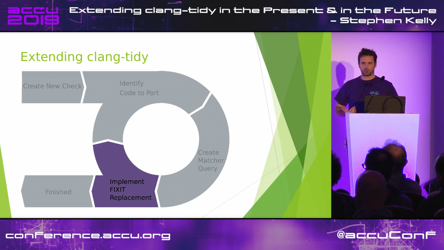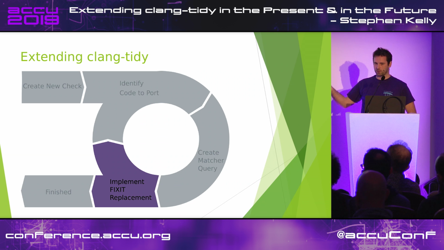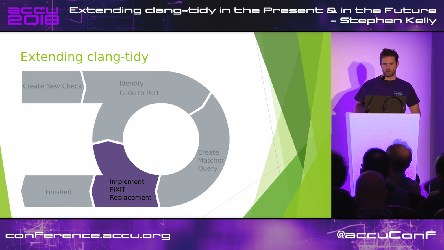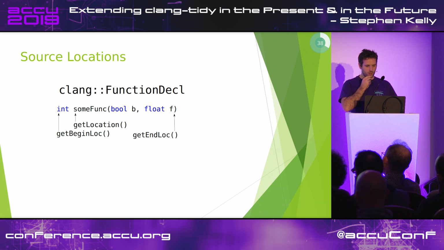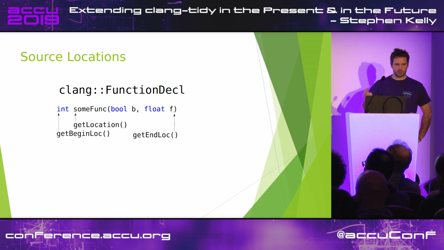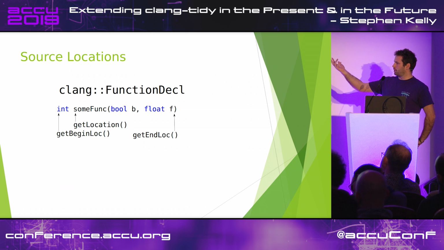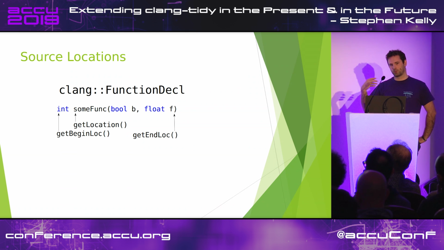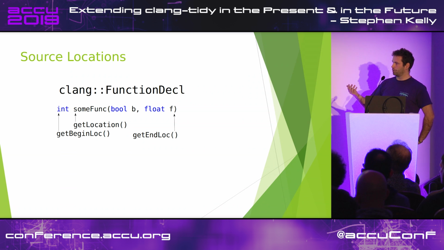So once you've written your matcher, you need to implement the code to rewrite it. Implement the check part of your clang-tidy check, which actually does the rewrites. And it does that with this fixit API, which allows you to do insertions, removals, and replacements of your existing source code. So in order to do that, you need to specify where you want to insert, remove, or replace code. And to do that, you need to know the locations that are part of each AST node.